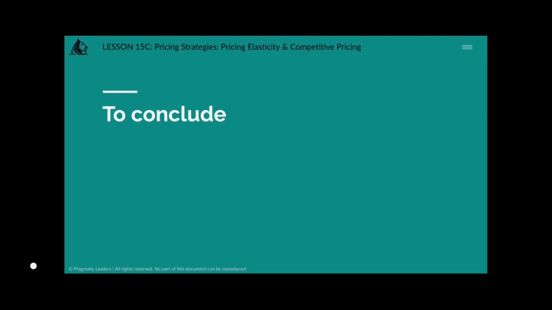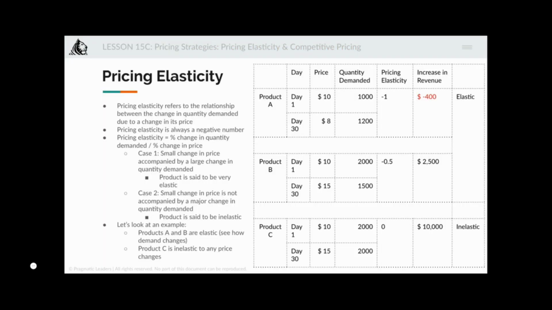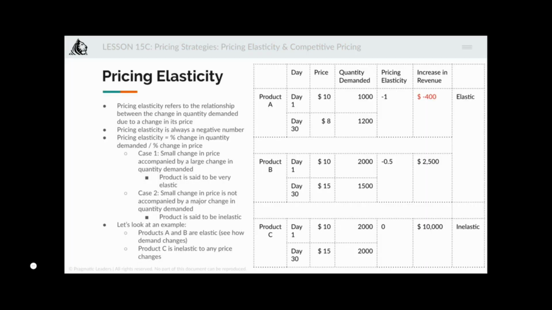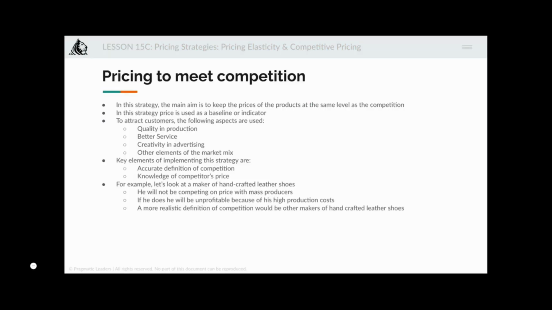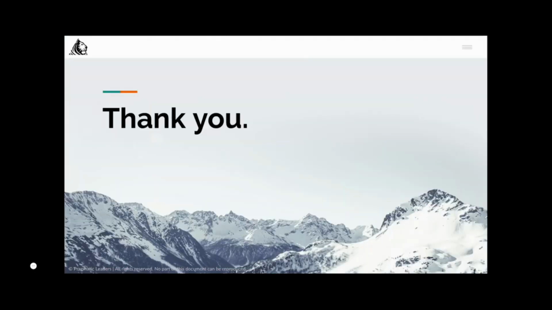So to conclude, pricing elasticity and competitive pricing are very interesting strategies depending on the goals you're trying to achieve, right? Keep that in mind, and basis that, figure out what pricing you would want to go for.